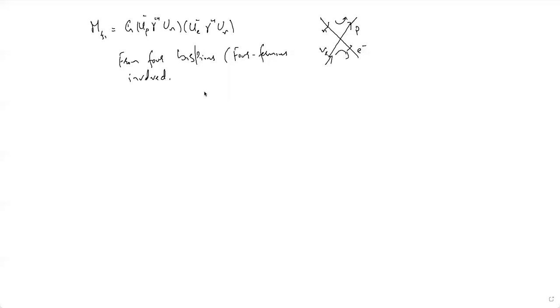Okay, so I was saying that from four bispinors, that is four fermions involved. What are the four fermions? Neutron, proton, electron, and neutrino. So from these four fermions and using this matrix element, we can actually construct 256 linearly independent types of interactions. That means very huge.